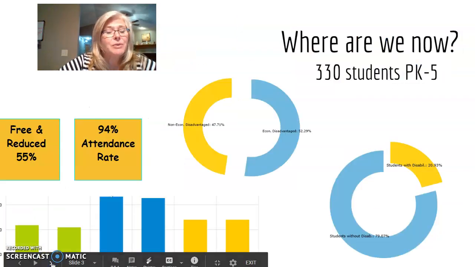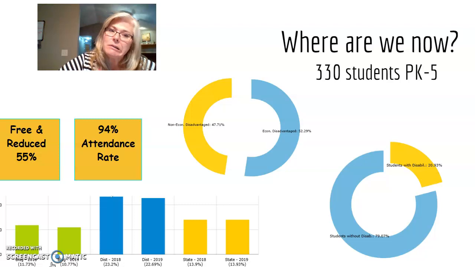Where are we? 330 students. We've recently had an increase of 5 or 6 students, pre-K through 5. We know that we are heavily free and reduced, 55%. Attendance rate, 94%. Looks great, doesn't it?